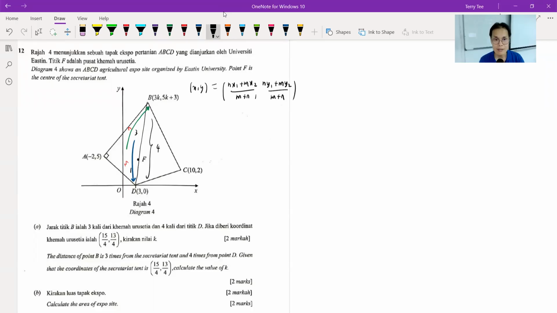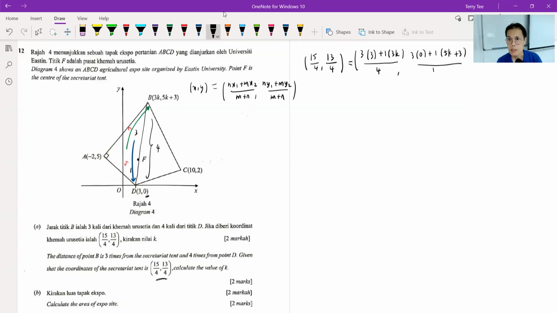So the point in between is F, and it's given that F is the secretariat, with coordinates 15 over 4, 13 over 4. Now, let's take the ratio n, 3. You multiply with the opposite coordinate 3, and then m, which is 1, multiply with 3k, total ratio is 4. Now, we repeat with the y coordinate. 3 is your n, multiply with 0, plus your m, which is 1, multiply with 5k plus 3. Total ratio is still 4. Actually, we don't need to do both. We do one, because we are finding the value of k.